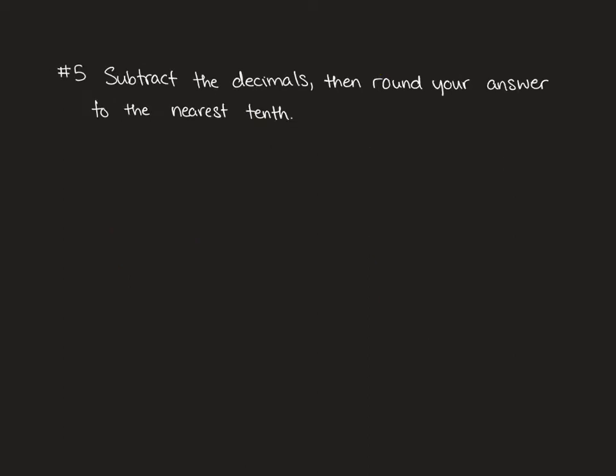The last question, number 5, has very similar instructions, but we are subtracting. So the first step is to subtract the decimals, and our second step is to round your answer to the nearest tenth. Remember that our first step is to line up the decimals. So our place values are lined up, and then we start subtracting.